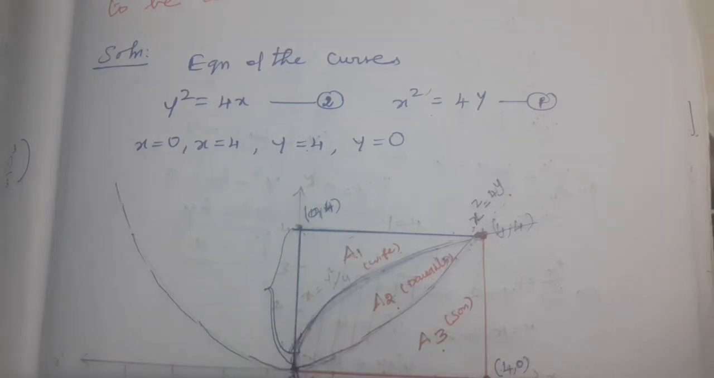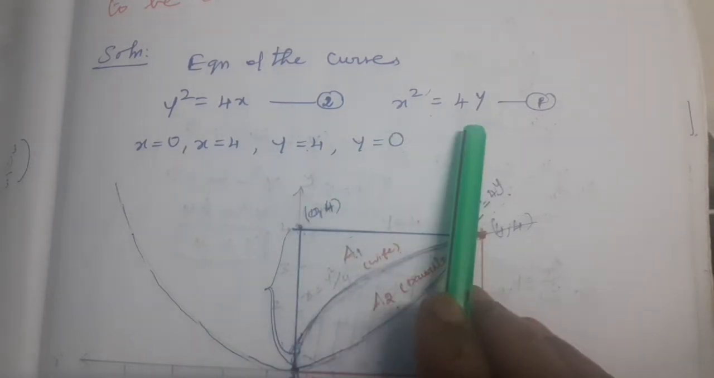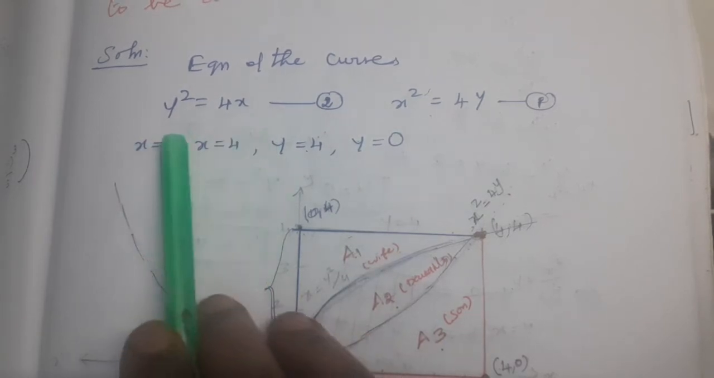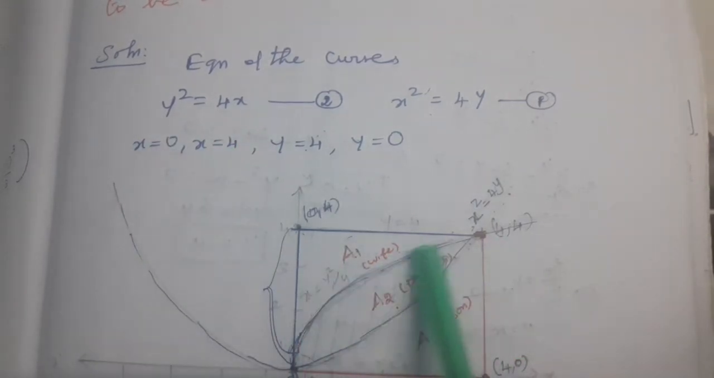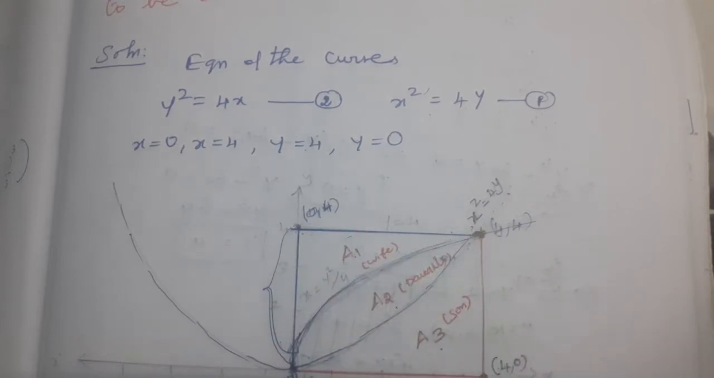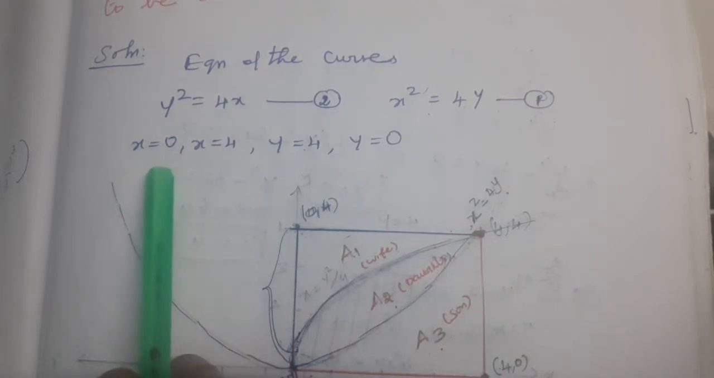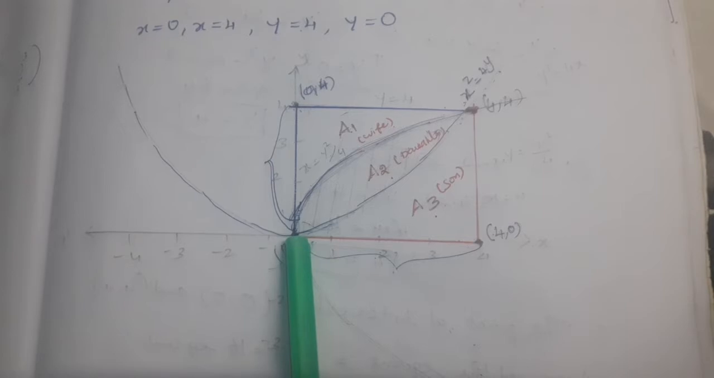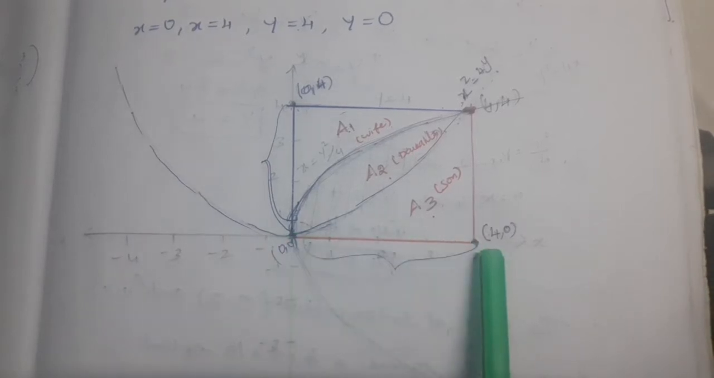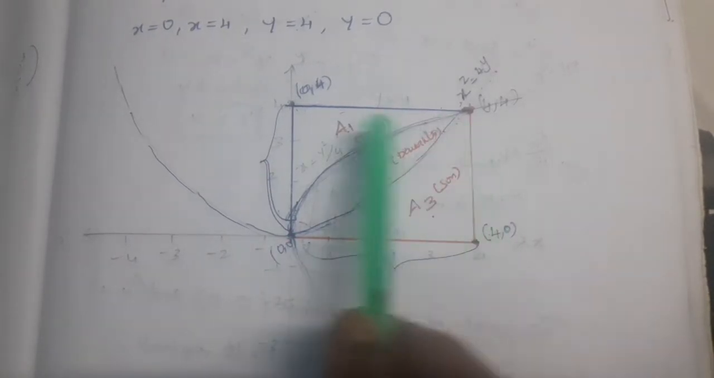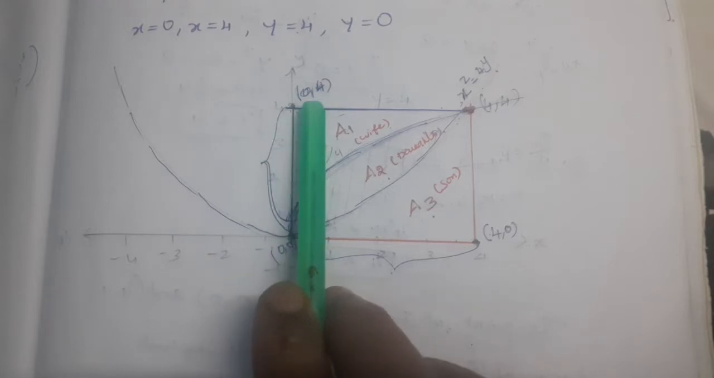See the diagram. x square equal to 4y and y square equal to 4x. y square equal to 4x is a rightward curve. What is the region? This is a square field, with the points 0, 0, 4, 0, 4, 4, 0, 4. This is the square field. 0, 0 is the origin, then 4, 0, then 4, 4, then 0, 4.